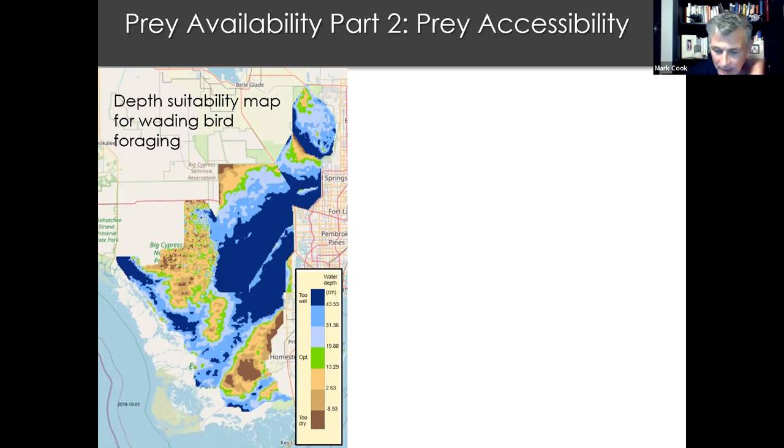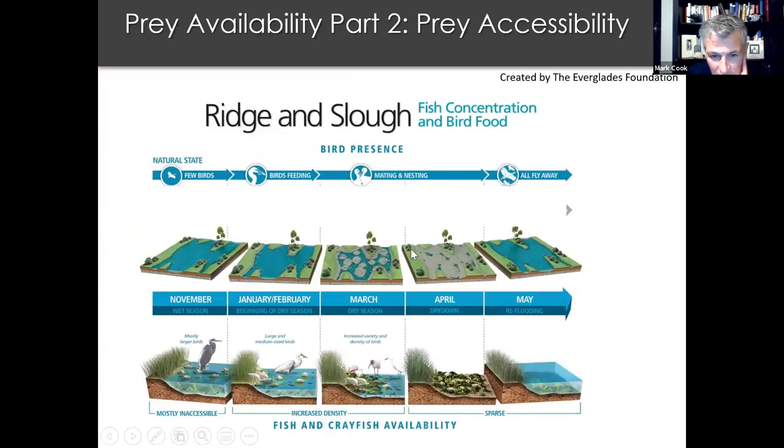Now, let me just go back a slide again. What we want to see is areas like this, but these areas don't last very long. The system is drying down, the birds are eating the fish and crayfish. These fish are dying because the water gets very hot and runs out of oxygen. So these patches of good foraging are ephemeral, and the birds are constantly looking for new patches. They only last a week or two at the very most, these areas.